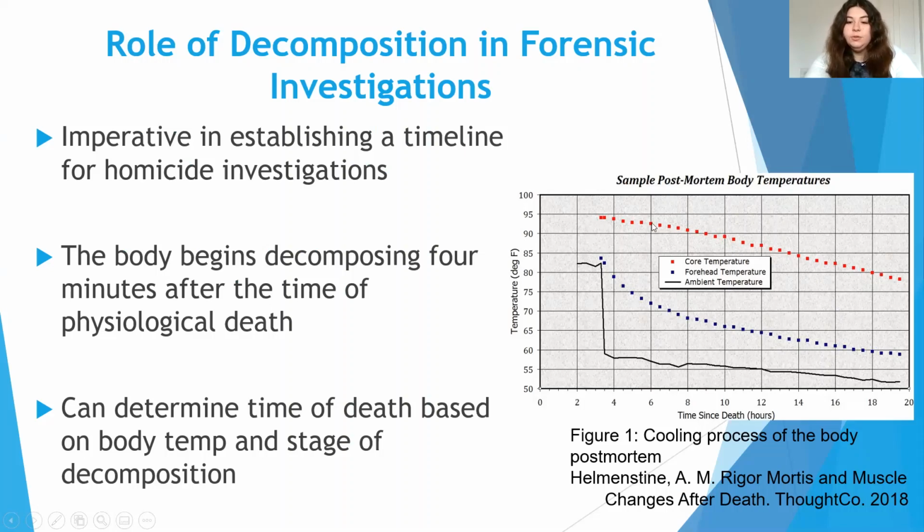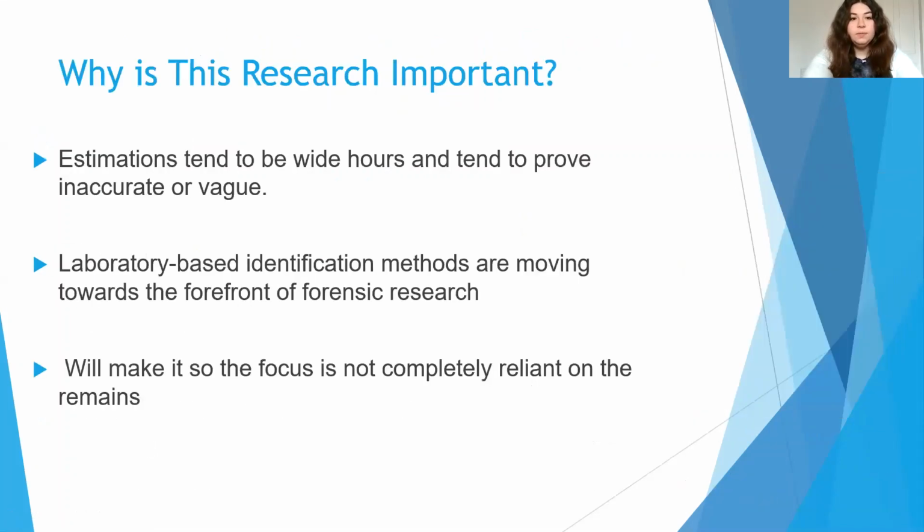As you'll see, the core temperature tends to cool a lot quicker than the forehead temperature, and then the ambient temperature is usually the temperature of the environment in which the body was found. So this research is important because postmortem interval estimations tend to be wide, spanning hours, and tend to prove either inaccurate or vague. And recently, laboratory-based identification methods of time of death have been moving towards the forefront of forensic research. So using different types of chemical markers potentially could allow it so that the focus is not completely reliant on remains, but more so on the chemistry of the environment as well as the chemistry of the remains rather than the physical look of the remains.